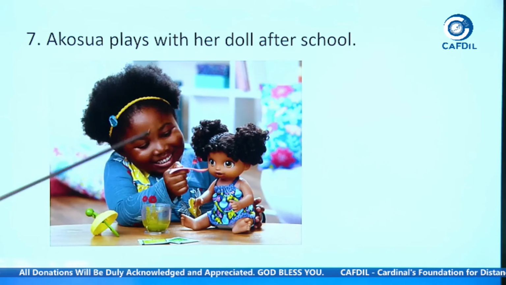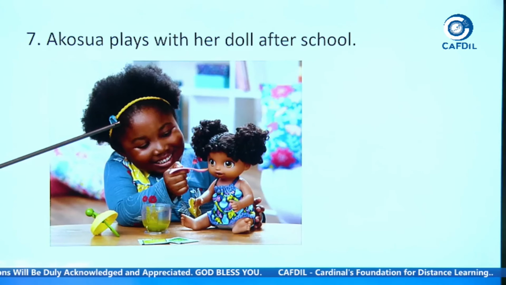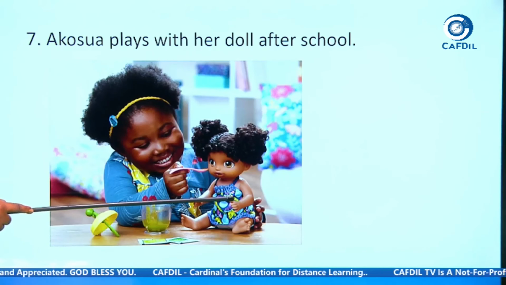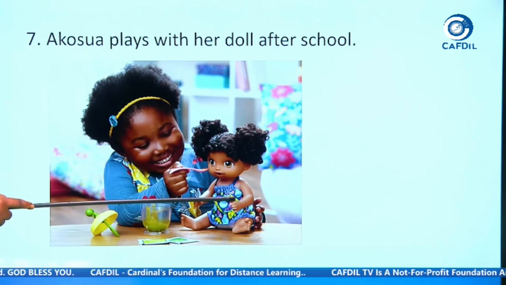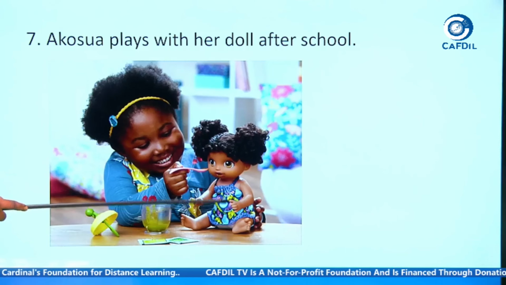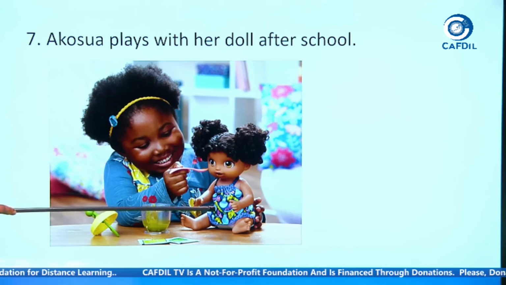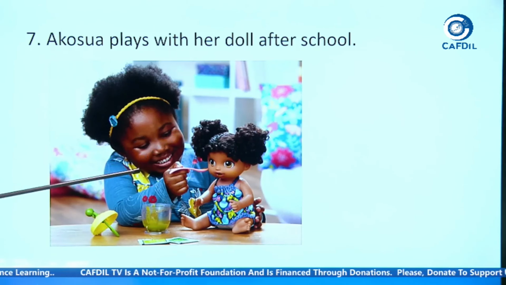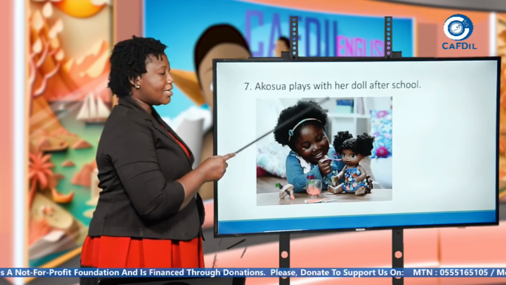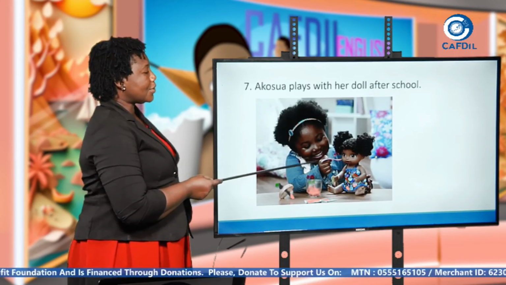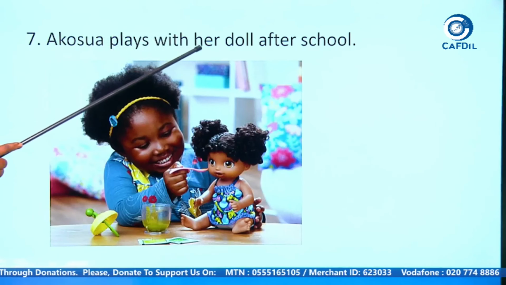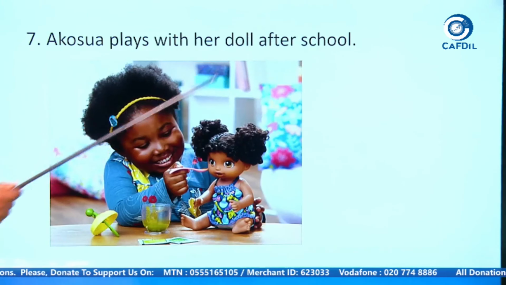In this picture, we see Akosua. And what is this? Yes, a doll. What is Akosua doing with the doll? Okay. What Akosua is doing with the doll, we are going to form a sentence talking about it. So our sentence reads, Akosua plays with her doll after school.